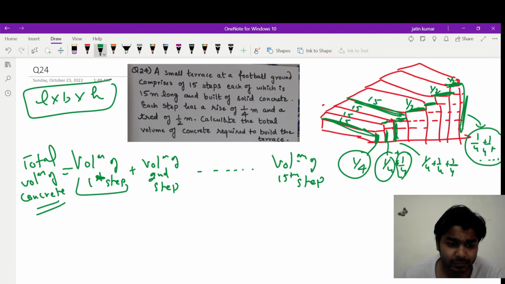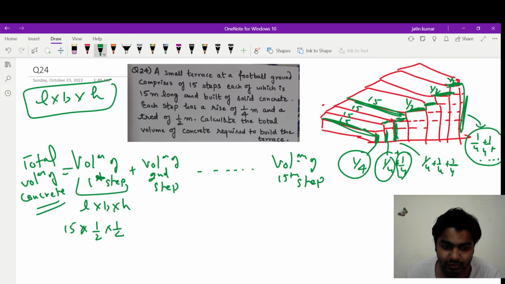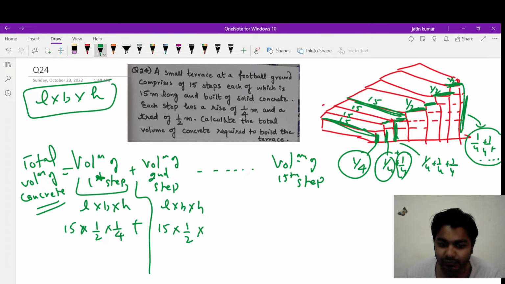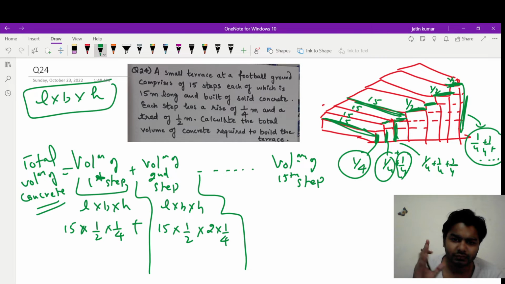So volume of the first step will be L into B into H. Okay, L is 15 meter, the length of every step. Breadth means tread part, 1 by 2, and the height is 1 by 4. The height of the first step will be 1 by 4. Now the volume of the second step, again L into B into H. Length will remain the same 15, tread will remain the same, but the height will increase by 1 by 4 more. So can I write 2 into 1 by 4? The height of the second step will be 2 into 1 by 4 or 1 by 4 plus 1 by 4.